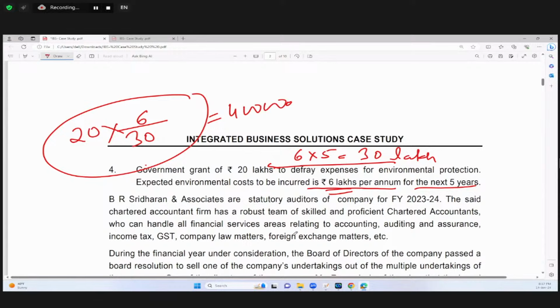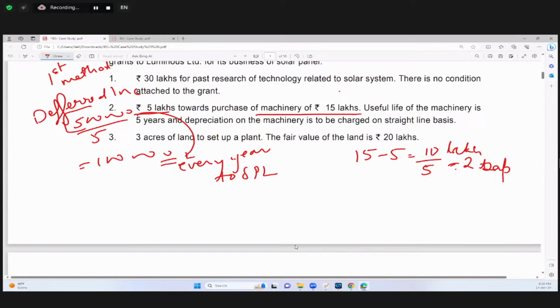Can you explain third government grant? Okay, Mohammed Abdul Rahim is asking for third government grant. Third government grant is 3 acres of land to set up a plant. See here, grant is given by the government in the form of non-current asset. It is not given in the form of any cash or something. So here we have to see how to recognize that asset as grant. So there are two ways. One is to recognize it at fair value and another is to recognize it at nominal value. Since this asset has been given free of cost, it is advisable to recognize it at nominal value.